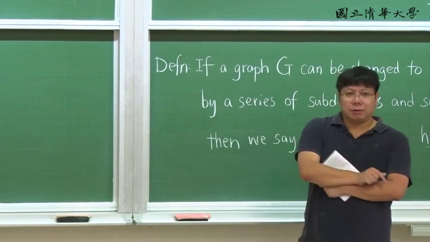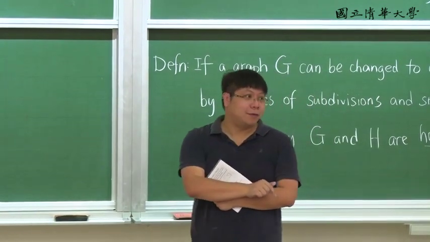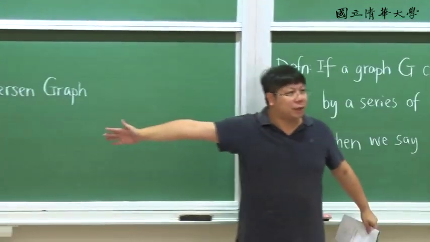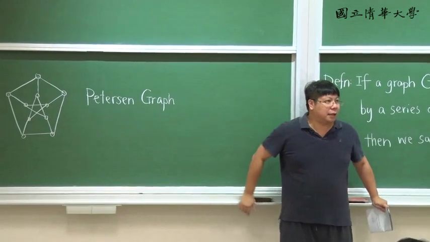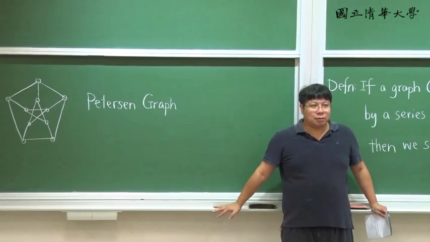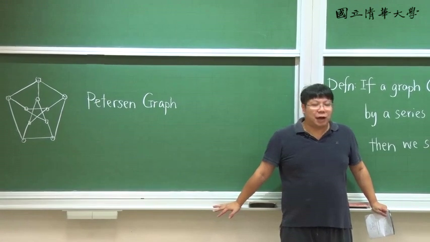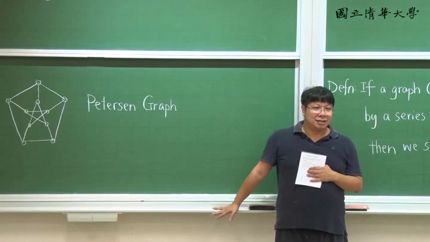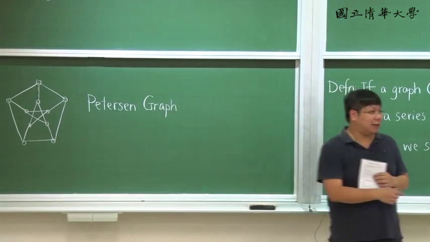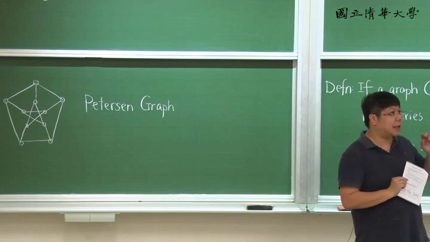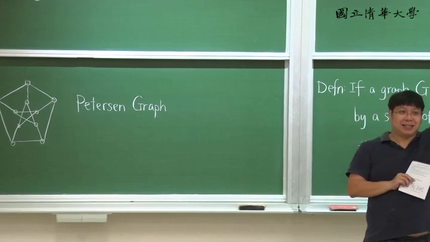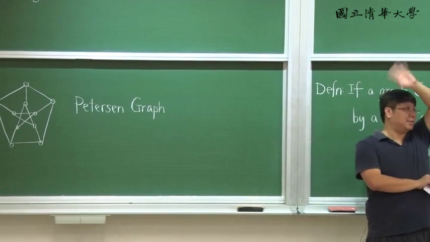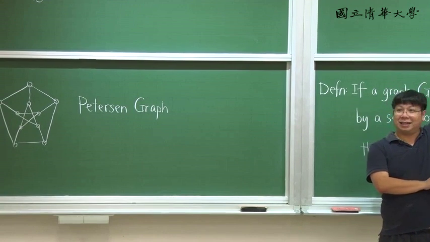So inside this, what do you think? Do you think we can find a K5 subgraph? If I'm asking you to prove that this graph is not planar, what should we do? Should we find a K5 inside, or a K3,3 inside? If you think there is a K5 inside here, could you please raise your hand? Okay. Do you think there is a K3,3 inside? If you think there is a K3,3 somehow inside here, could you please raise your hand?